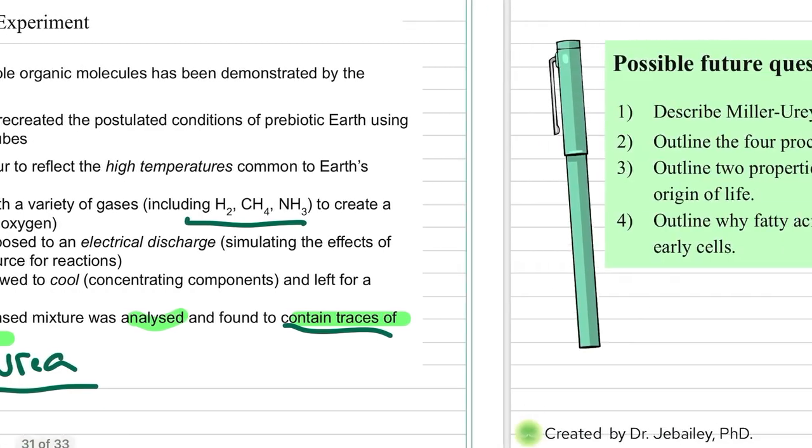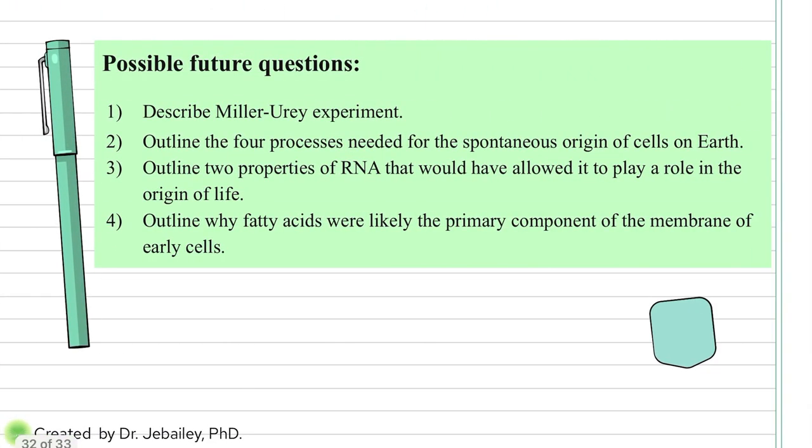So that's pretty much it for 1.5. It's a very short topic. And I have put possible future questions that IB might ask. The first one you can see that I explained because I really want you to know. But the other thing they can ask is to outline the full process needed for the spontaneous origin of cells. That's in the lecture. Go there. The answers will be there.